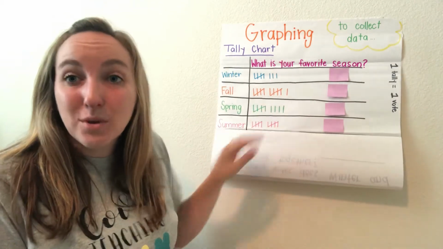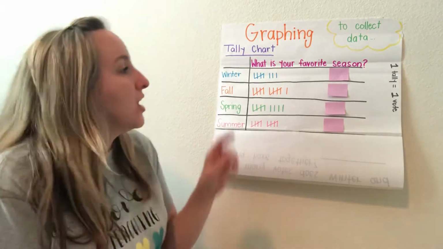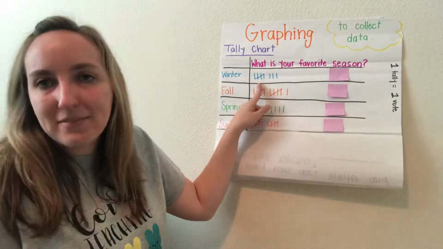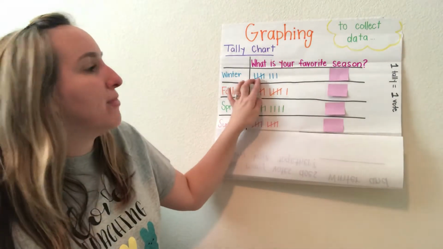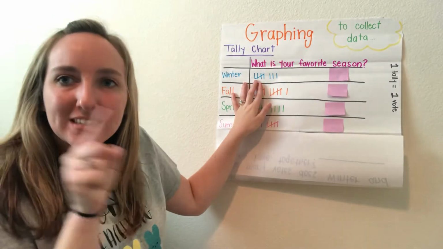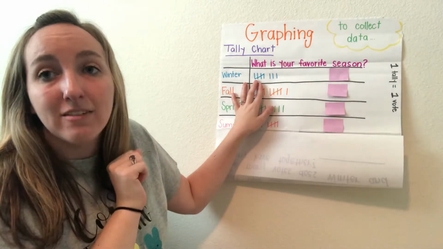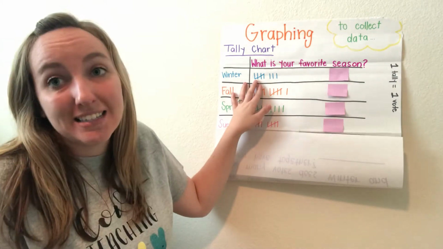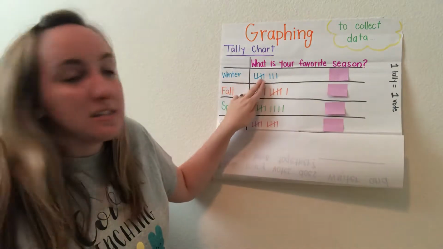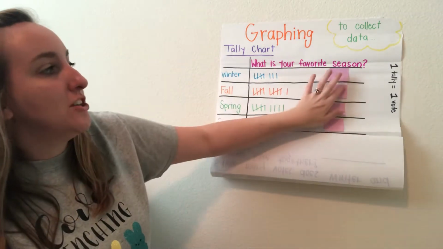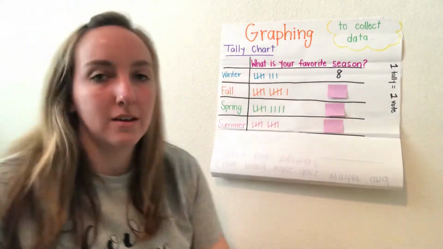The data is the most important part of your graph. So for winter, I have my votes here. Now, Miss Stevens last week taught us about this group of 5. You have that slant and the 5th tally to let you know that that is a group of 5. So when you go to count it, it's a lot easier to count. So I know that this is 5, 6, 7, 8. So there are 8 votes for winter.